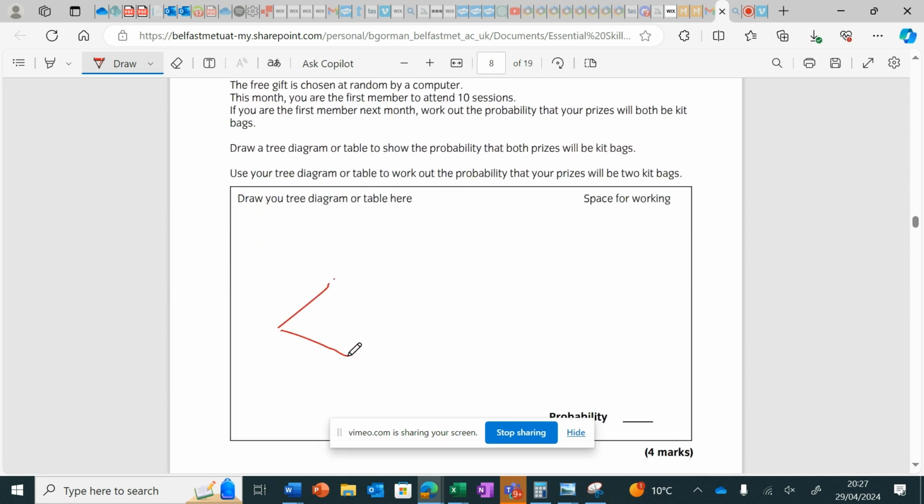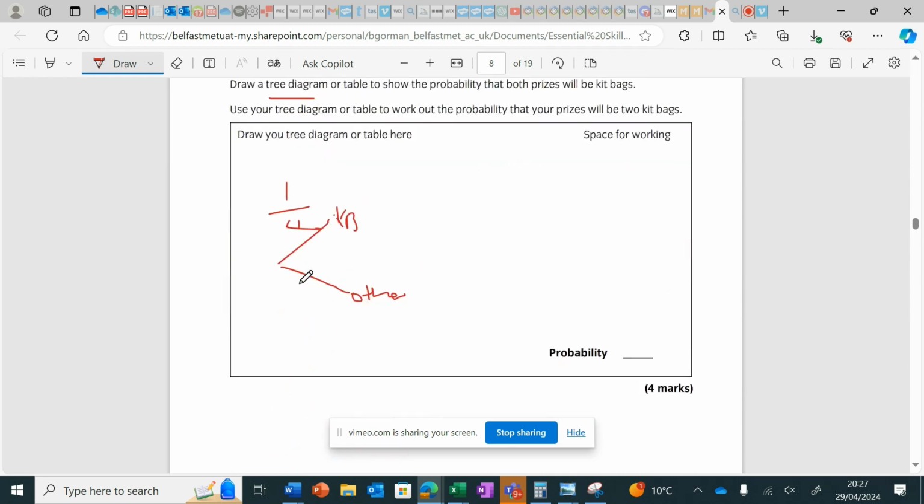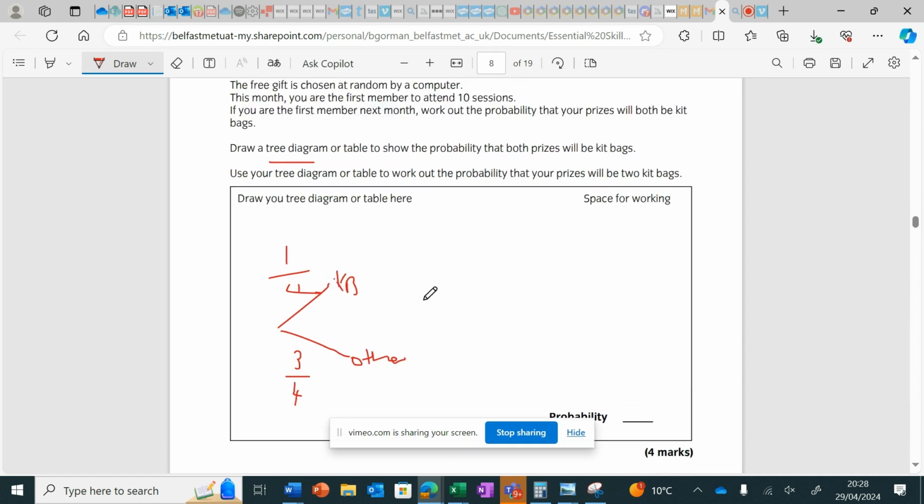Well, as a tree diagram question, it asked us to draw it. So you can win a kit bag, or you can win something else. The chance of getting a kit bag is 1 out of 4. There's 4 chances, and only one of them is a kit bag. The chance of not getting a kit bag must be whatever's left. There's 3 things left out of 4.